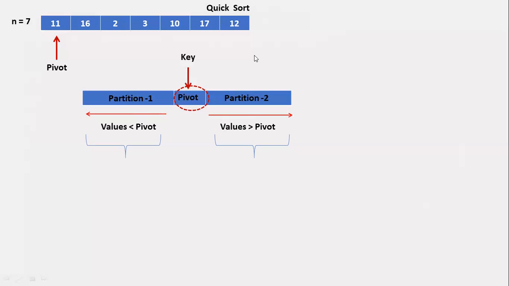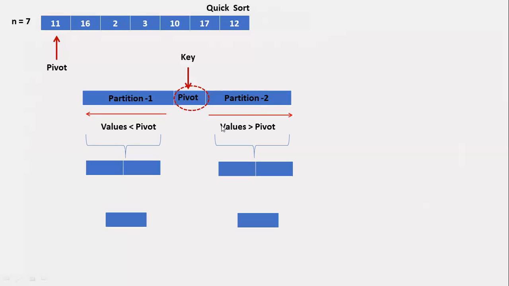Now again what we are going to do is apply the same funda for this particular subarray, and the same funda for this particular subarray. So again we are going to partition this subarray into two parts, and this subarray into two parts, and again this subarray into two parts. We are going to continue until we have one element.